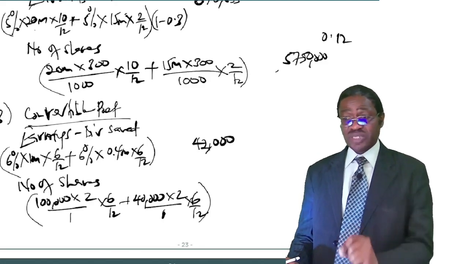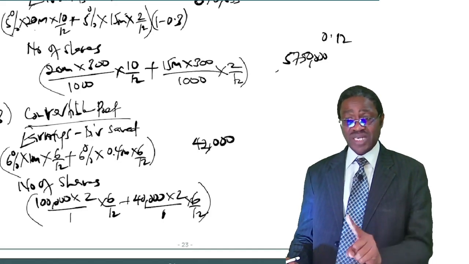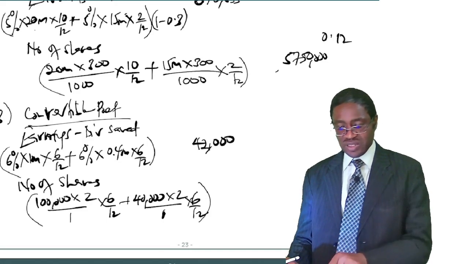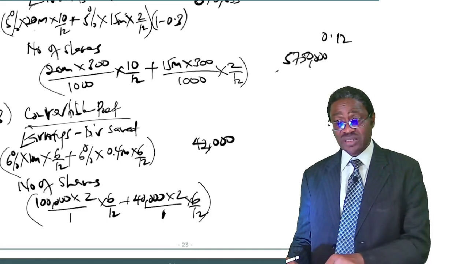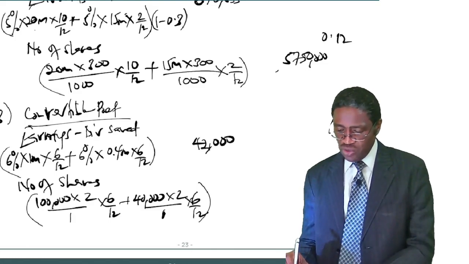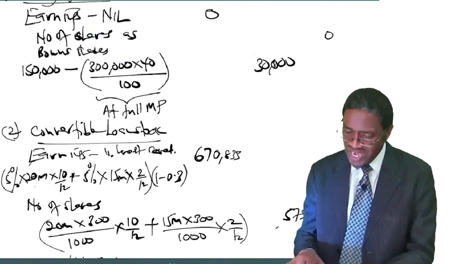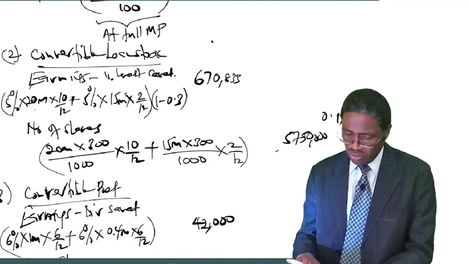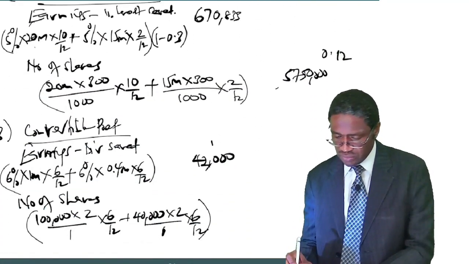100 times 2, that's 100. 200 times half, that's 100. Then the other one is 40 times 2, that's 80. Half of 80 is 40, so that comes to about 140. So under the column of incremental number of shares, write 140.